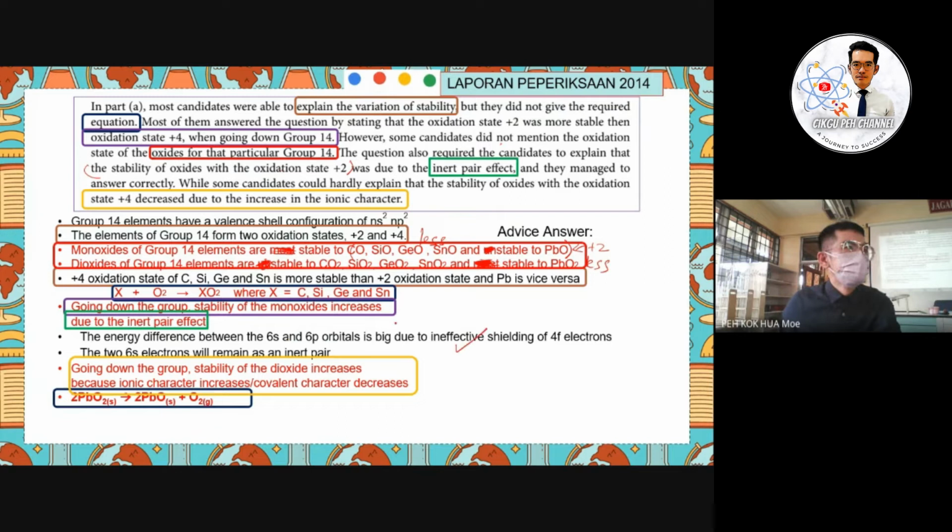So add on more points regarding the inner pair effect, since we already know the reason why, which is the ineffectiveness of the shielding effect for lead. And then discuss also that the ionic factor increases when the oxidation state is +2. So here, going down the group, stability of the dioxide increases because the ionic factor increases. So we add on more than 8 points if you want to meet what the Laporan Peperiksaan says.